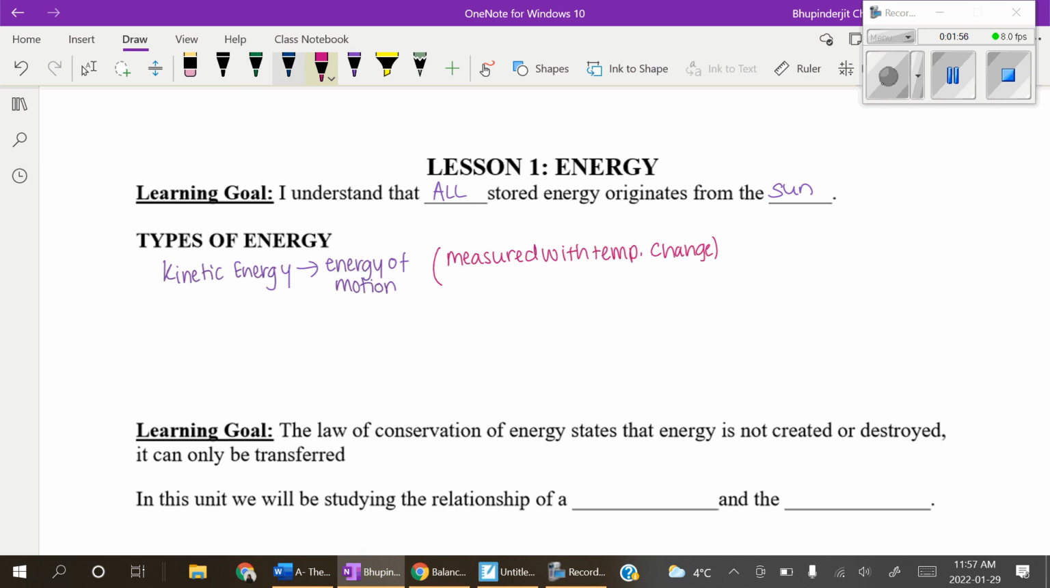Then we have our other type of energy, which is called potential energy. And remember, all stored energy originates from the sun. So whenever I'm talking about where potential energy comes from, that comes from the sun. And this one is stored energy. And for the purpose of this unit, it's stored energy in bonds. So we're going to be taking a look at when bonds open, bonds break, and bonds close.